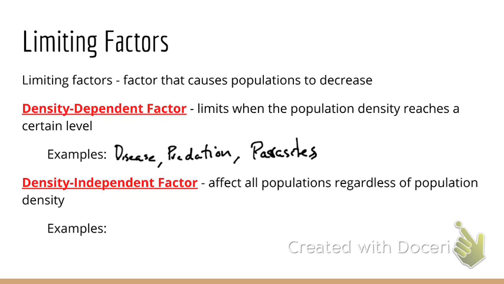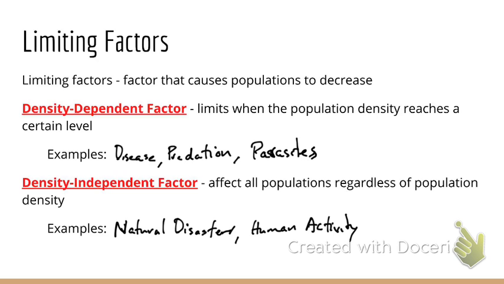And then there are things that affect the population no matter how far apart or close you are, like natural disasters. Fires will just wipe out populations, or flooding and that kind of stuff. It doesn't matter if you're far or close, you're still going to be affected, right? Some human activity can also cause this, like deforestation, removing all the forests. Doesn't matter if they're close or far, it's still going to affect everybody.